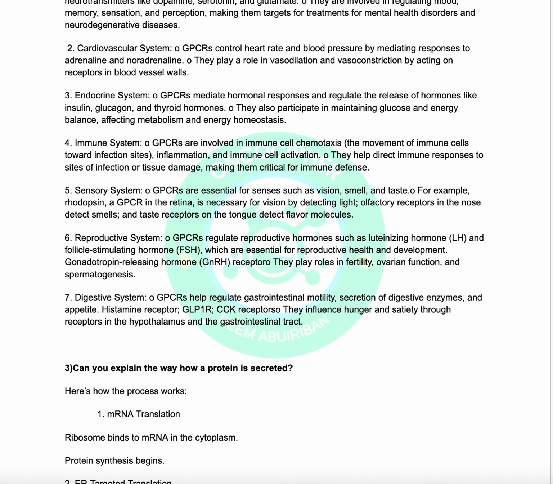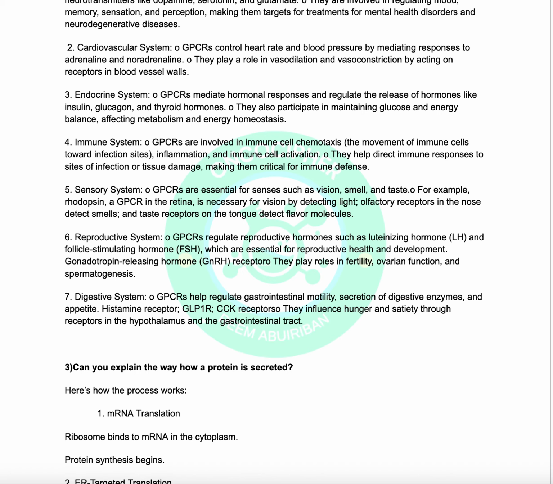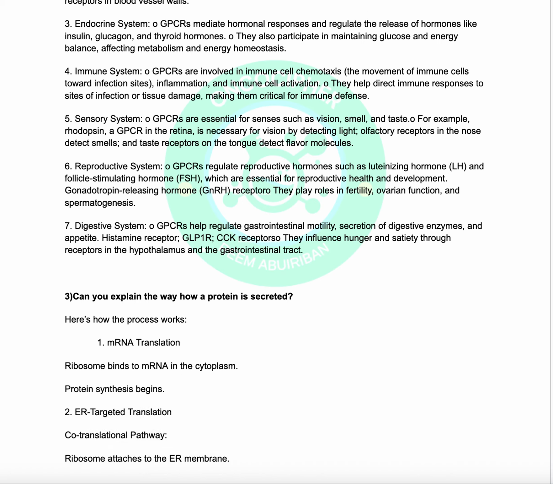So this just shows us how the G protein affects the various systems of the body. It's almost every system of our bodies. The G protein controls it, and that is giving us the chance to discover drugs that act through the G proteins.